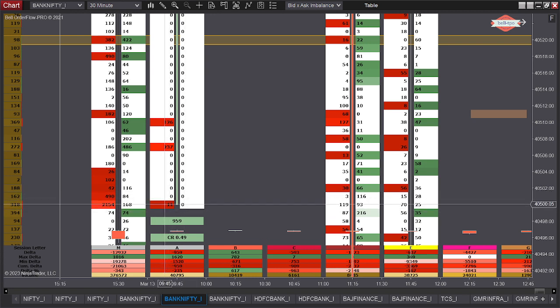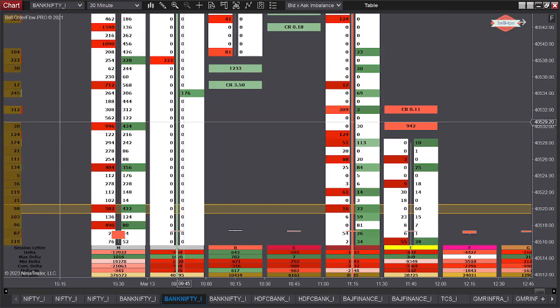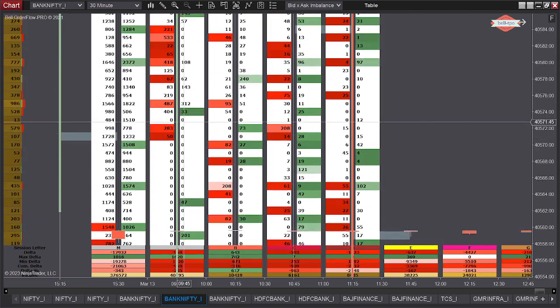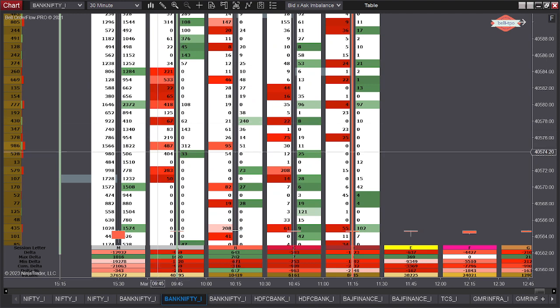And here you see, okay, somebody sold 11 contracts at this level, somebody sold 237 contracts at this level, somebody sold 126 contracts at this level. So at each and every level, what kind of activity is happening, how many contracts are getting bought and how many contracts are getting sold. So for example, at this level, 40,574.90, there were 487 contracts bought and 312 contracts sold.